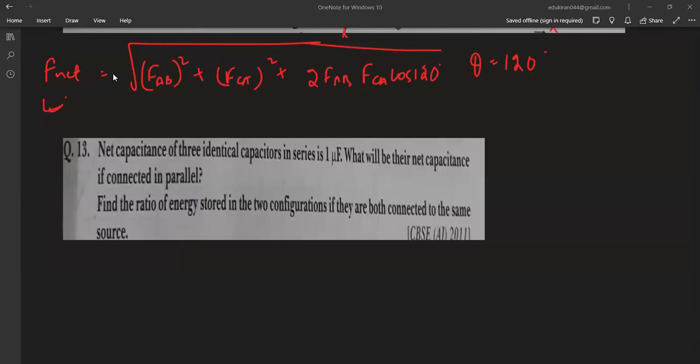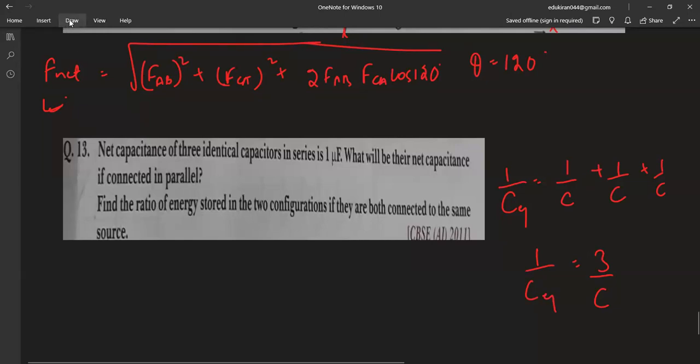See, this question says that the net capacitance of three identical capacitors in series is 1 microfarad. What will be their net capacitance if they are connected in parallel? When they are connected in series, their resultant is 1. So in series, 1 by C equivalent is equal to 1 by C plus 1 by C plus 1 by C, so this becomes 3 by C.